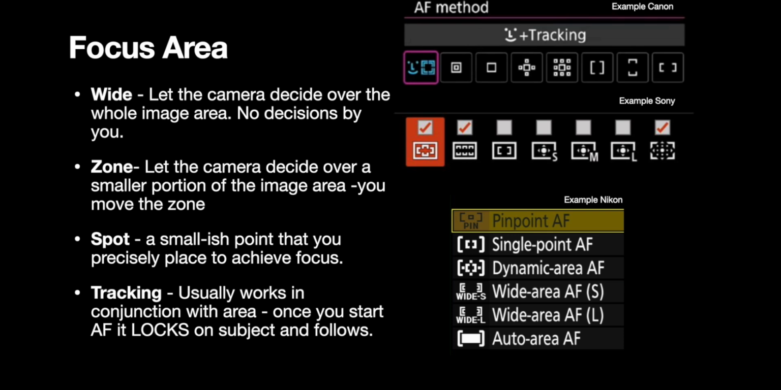Over on the right at the top, we have an example from Canon. The next is Sony. And then the last one is Nikon. Those are all from more modern mirrorless cameras. Those are their different AF areas.